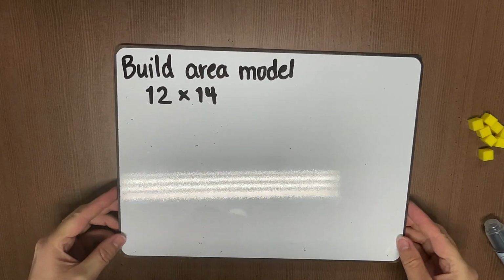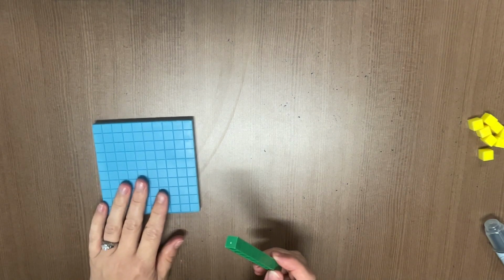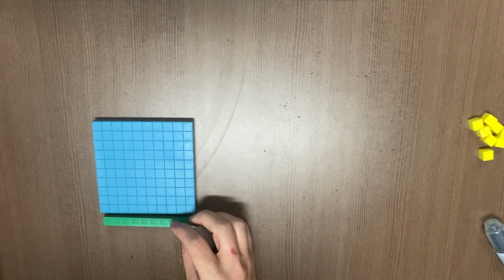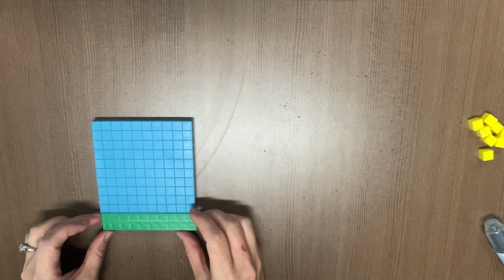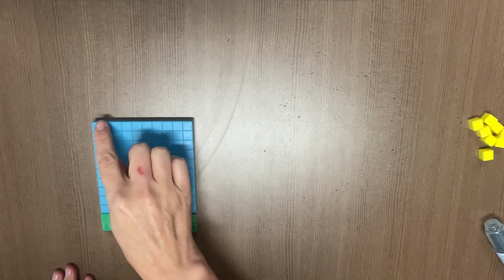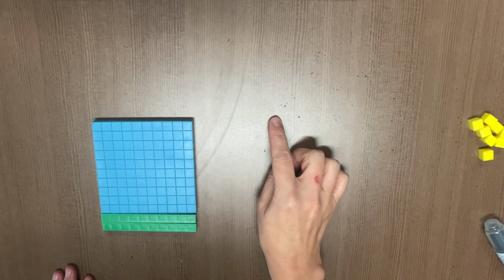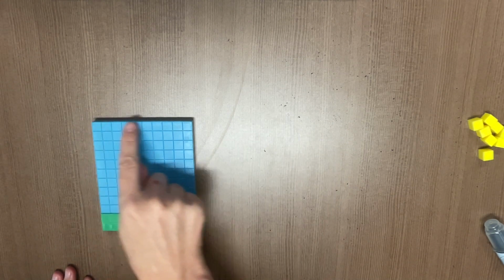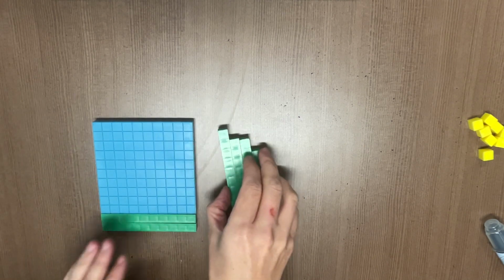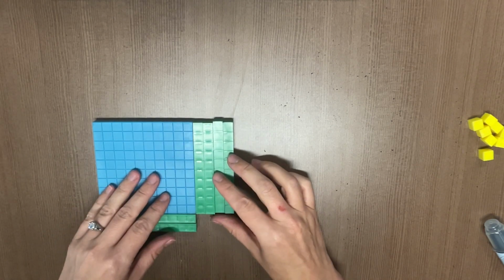This is a lot bigger number, so I'm going to move my board aside. I know I want it to be 12 high. Well, here's 10, and I need it to be 2 more for 12. So I'm going to do it this way: 10, 11, 12. And I need it to be 14 this way. So here I already have 10. I'm going to add 4 more across here.